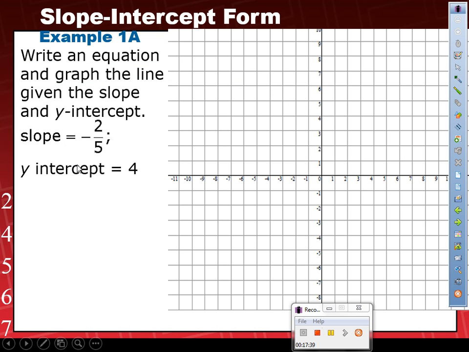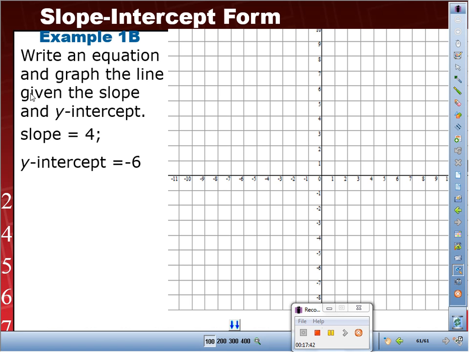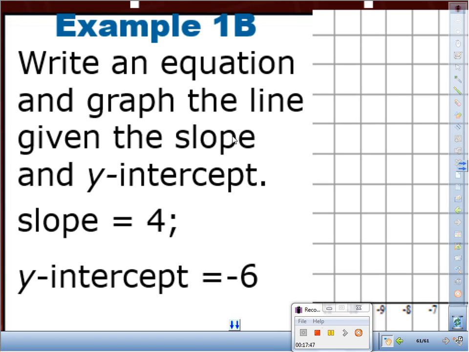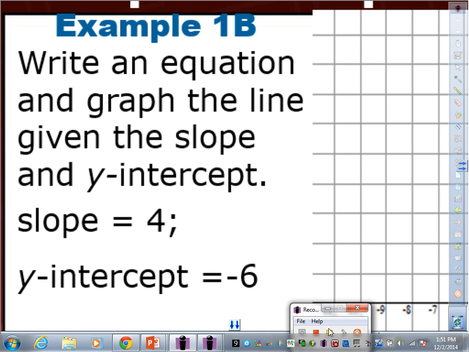Here we go. Example 1b. Let me zoom in on the top right of your graph paper. Example 1b. Once again, you don't need to write the instructions. You already have them. But I want you to write the slope equals 4, y-intercept -6. So write me the equation in slope-intercept form and then graph your line, please. Do that by yourself. Go. You have 30 seconds.